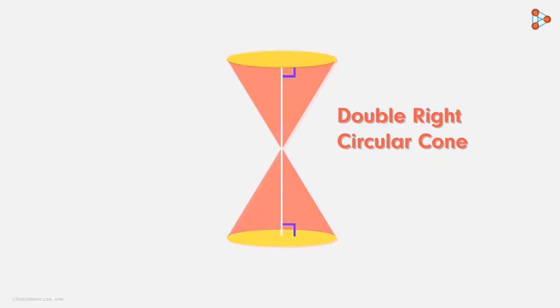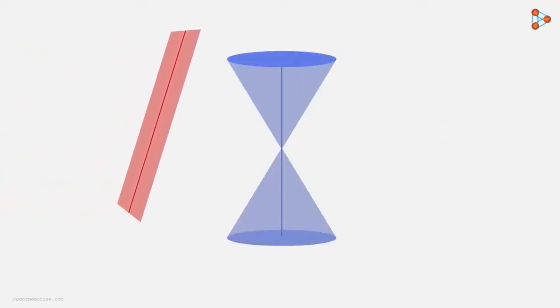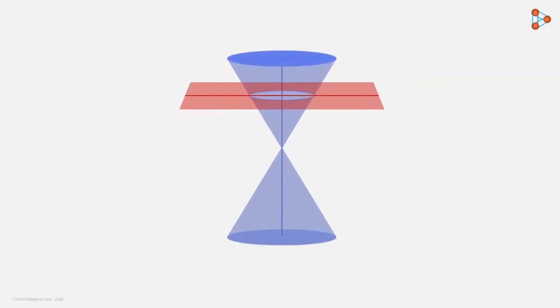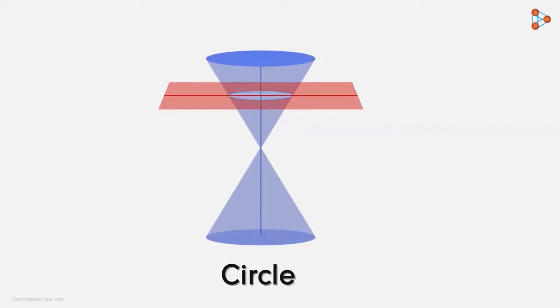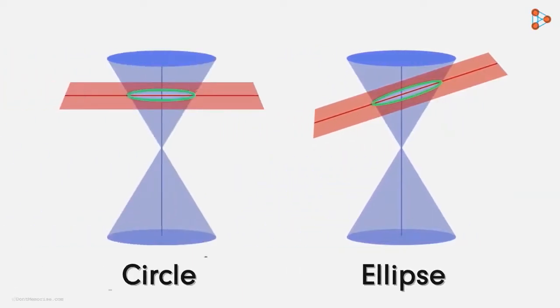Now let's see something interesting. When a plane intersects this shape, we obtain different curves. In how many ways can a plane intersect this shape here? One way could be horizontally. If a plane intersects the cone horizontally, that is at 90 degrees to this axis, we get a circle. Yes, this shape here is that of a circle. How else can this plane intersect this shape? What if we tilt this plane like this? We get an ellipse. If horizontal, then a circle, and if tilted a bit, then an ellipse.